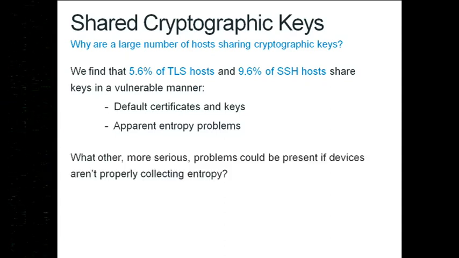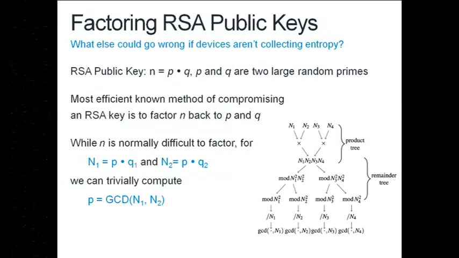But there's another problem that we could spot using this kind of global data from scans, which is that some keys are not only duplicated in ways that would let you and I impersonate each other, but are duplicated in ways that would let me, with only the data we collected with scanning, actually figure out what your private key is.